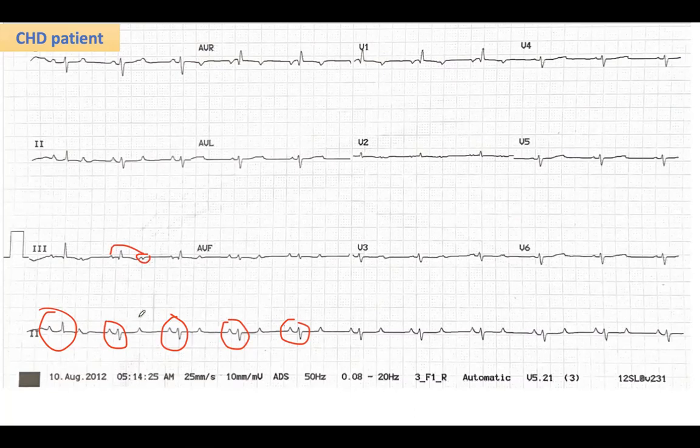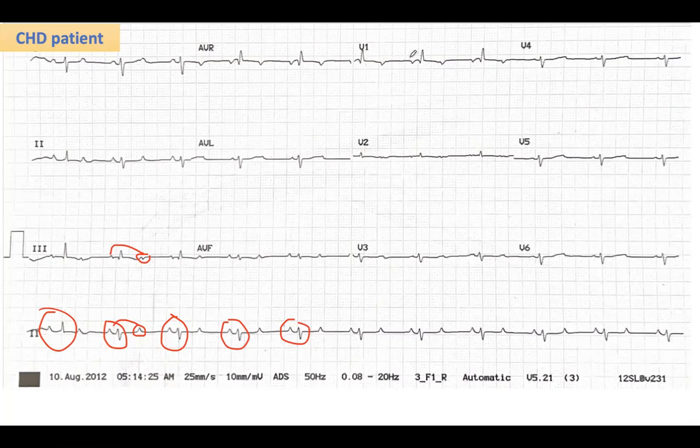Okay, and then if you go to lead 2, that deflection at the end of the T wave is almost identical to the P wave. So presumably that's a P that is blocking. Okay, so PQRST P, PQRST P, and so forth. So there is a definite suspicion of 2-to-1 conduction in this patient, and then you have to look at the entire leads just to confirm.